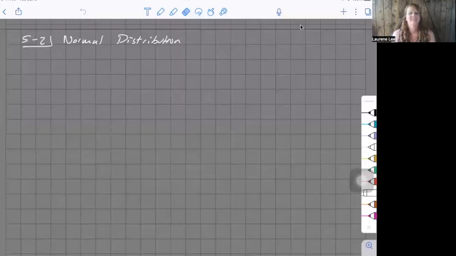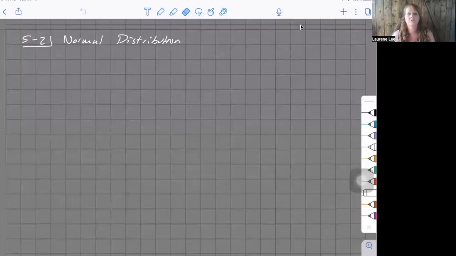Hey, section 5.2 is about normal distributions. We're going to spend most of the rest of this course talking about normal distributions and what we can calculate and what we can know about them. Let me connect this a little bit to chapter 2.